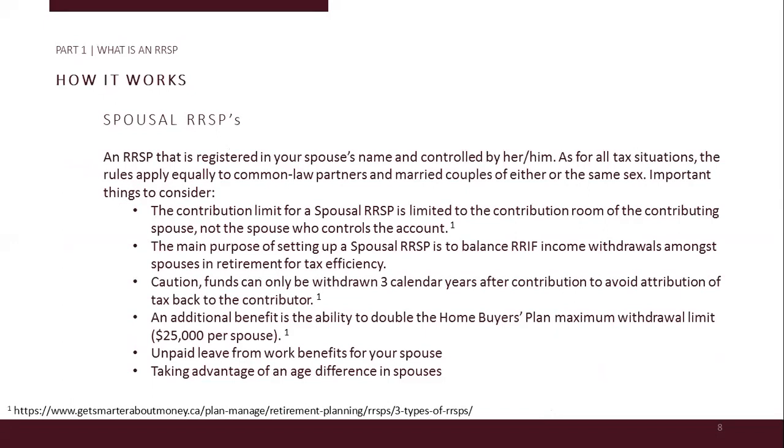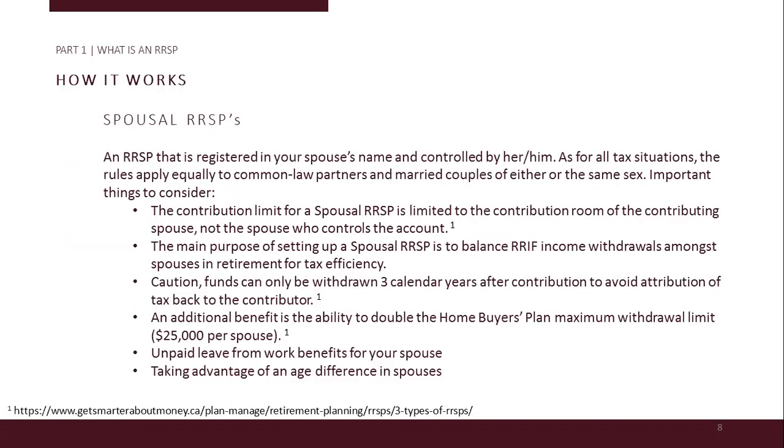Let's take a moment to talk about a special type of RRSP called the spousal RRSP. A spousal RRSP is an RRSP that is registered in your spouse's name and controlled by him or her. As for all tax situations, the rules apply equally to common law partners and married couples of either or the same sex. Some important things to consider. The contribution limit for a spousal RRSP is limited to the contribution room of the contributing spouse, not the spouse who controls the account. Now, the main purpose of setting up a spousal RRSP is to balance your RIF income withdrawals among spouses in retirement for tax efficiency.